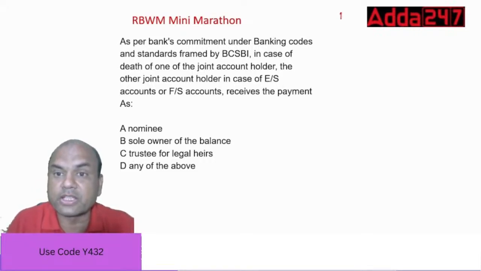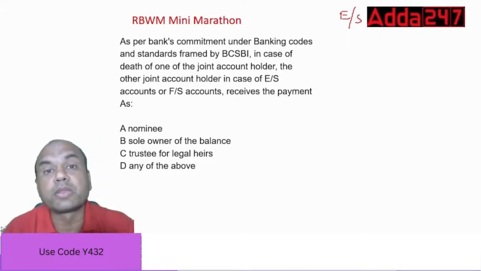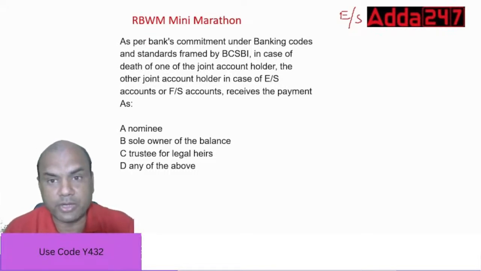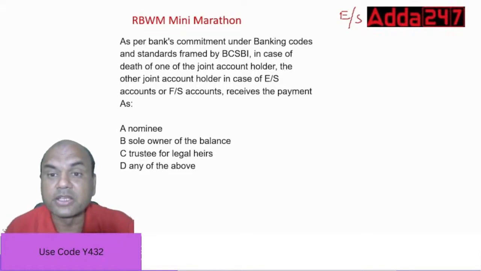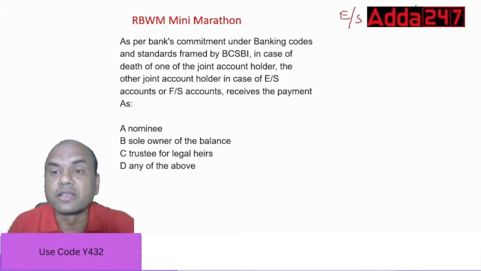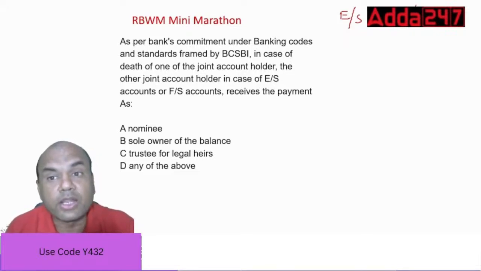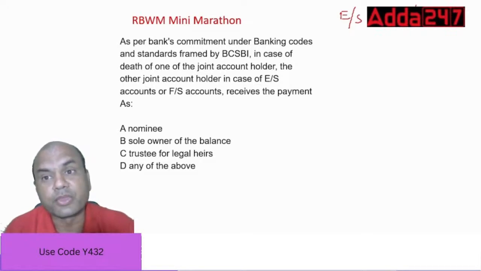Remember this. ERS means Either or Survivor. Either or Survivor means both of them can operate, even during the life of both. If both are living, then both can operate. And in FRS, what happens? Up to the time that first person is alive, the account holder is only F. The other person does not have any right on that account in FRS.